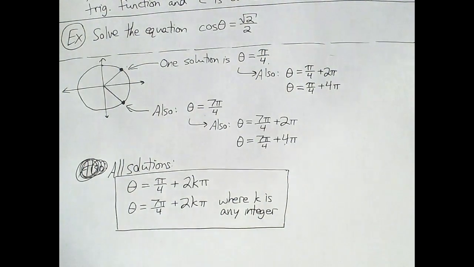So there's infinitely many solutions. But let me be clear about something. There's infinitely many solutions, but that doesn't mean every angle is a solution, right? Because take pi over 3, that's not a solution. So you could have infinitely many solutions, but they fit into this form. Anything of this form is a solution.